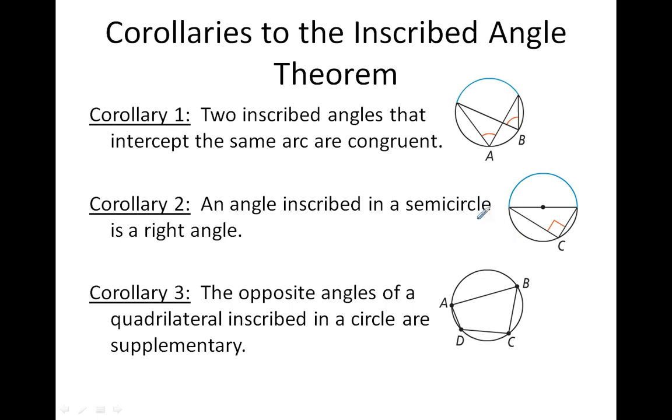As we talked about a couple slides ago, an angle inscribed in a semicircle is a right angle because it intercepts a semicircle, which is 180 degrees. Half of that is 90. And also, what you may or may not have noticed on the previous slide, the opposite angles of a quadrilateral inscribed in a circle are supplementary. So angle A plus angle C is going to be 180. Angle B plus angle D is going to be 180.